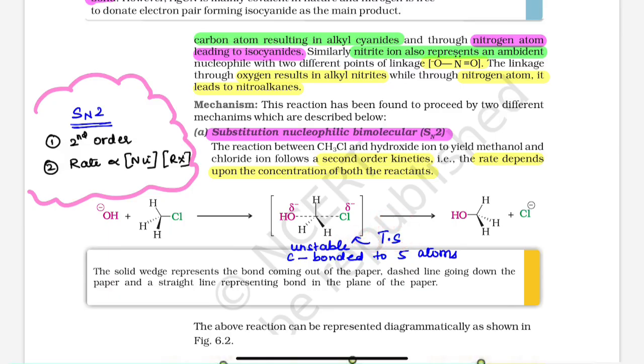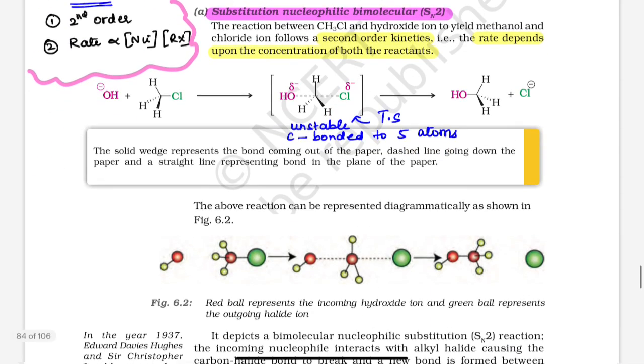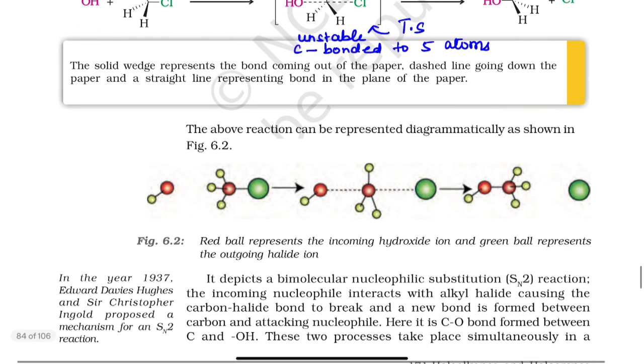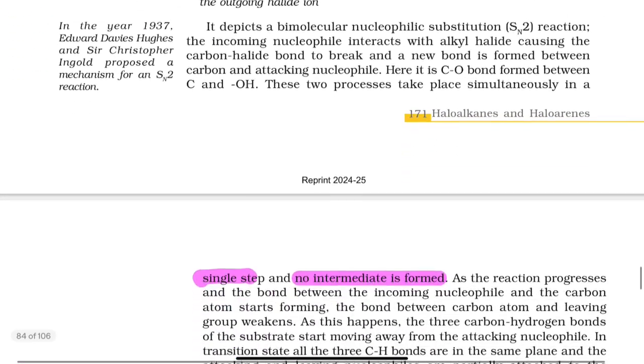Why is it unstable? Because carbon is bonded to 5 atoms. You can see 1, 2, 3, 4, 5. So this carbon atom is bonded to 5 other atoms. Therefore, it is highly unstable in nature. And this is the product formed. Since here the nucleophile is attacking the carbon atom from behind, you can see the configuration will be inverted. Inversion of configuration will take place in the SN2 reaction.